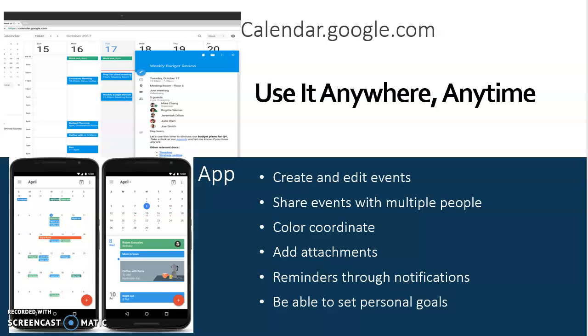To make it neater and easier to read, you can color coordinate your events. You can even add attachments to these said events. For example, say you have a meeting, and with that meeting you're going over a PowerPoint. You're able to schedule that meeting, add your coworkers, and also be able to attach the PowerPoint to the calendar. That way it's easier for everyone to access.